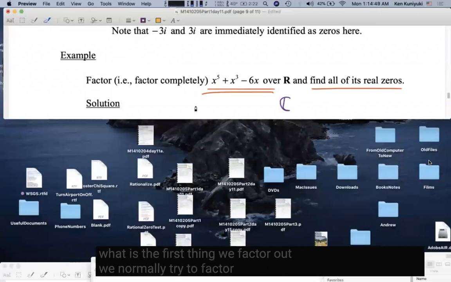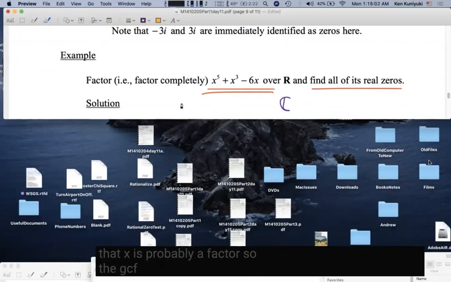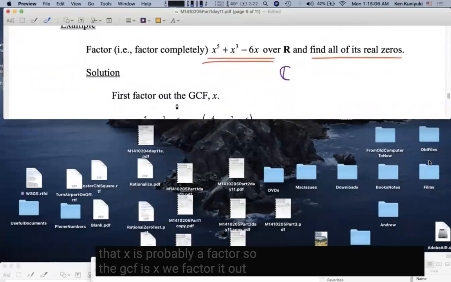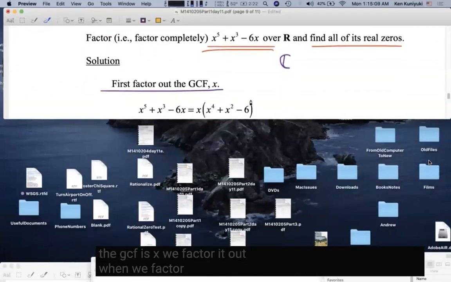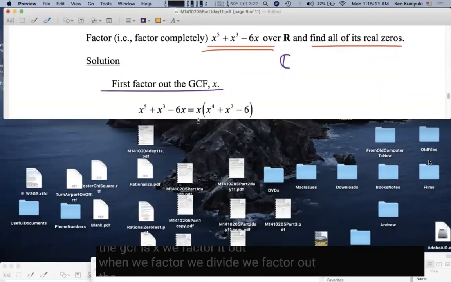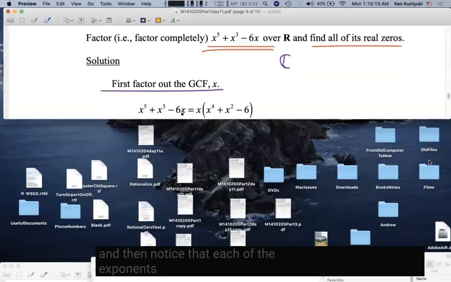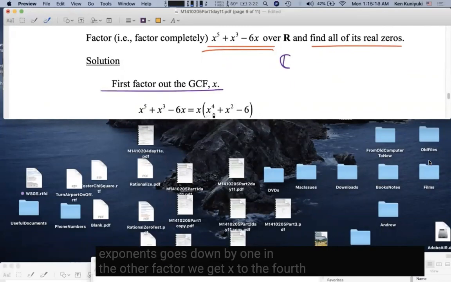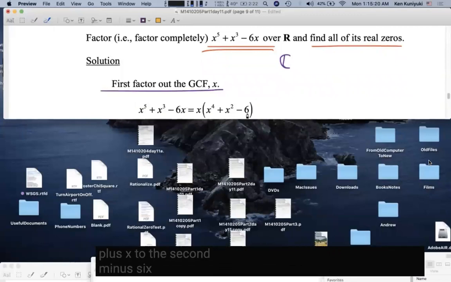Okay, so first off, when we factor this, what is the first thing we factor out? We normally try to factor out its GCF first. What is the GCF? Here, the GCF is x. Notice that if there is no non-zero constant term here, then x is probably a factor. So the GCF is x. We factor it out. When we factor, we divide. We factor out the x, and then notice that each of the exponents goes down by 1. In the other factor, we get x to the fourth plus x to the second minus 6.